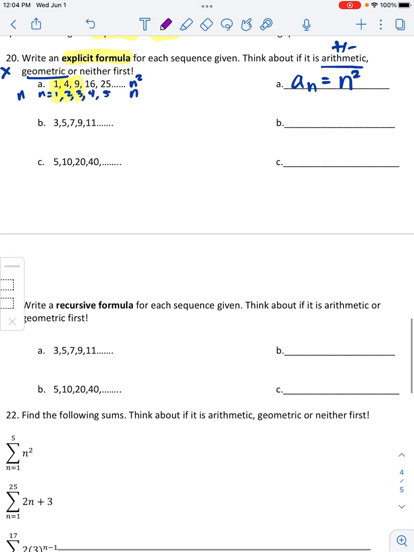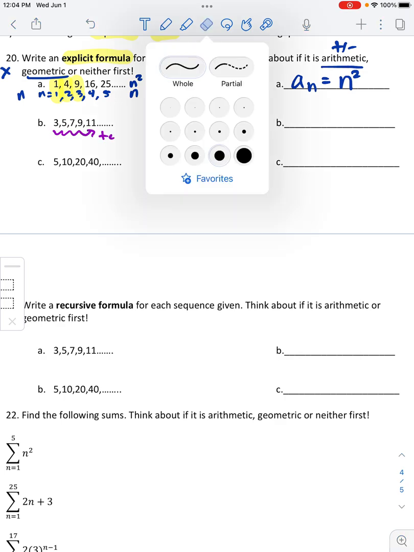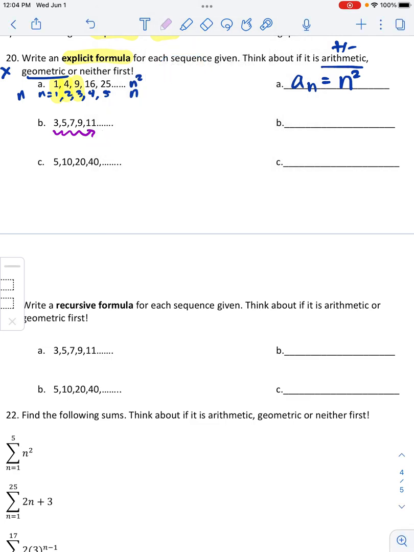Then here, when I look at this next one, I can see that these are going up by a common difference of 2. I almost wrote plus something not 2. So here we go. The formula that you should probably have on your sheet is that you take the first term, plus or minus, in this case it's adding, the common difference, times n minus 1, as your explicit formula.